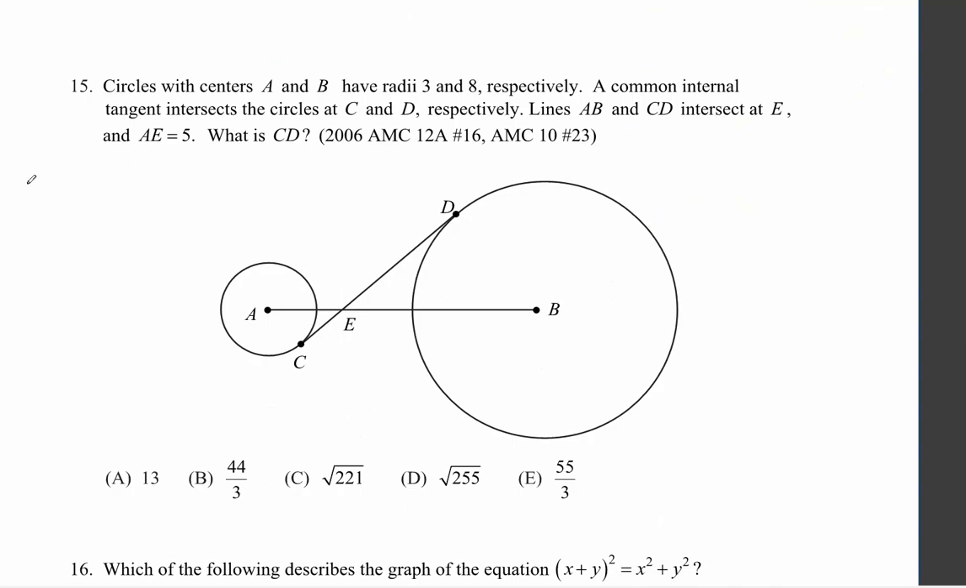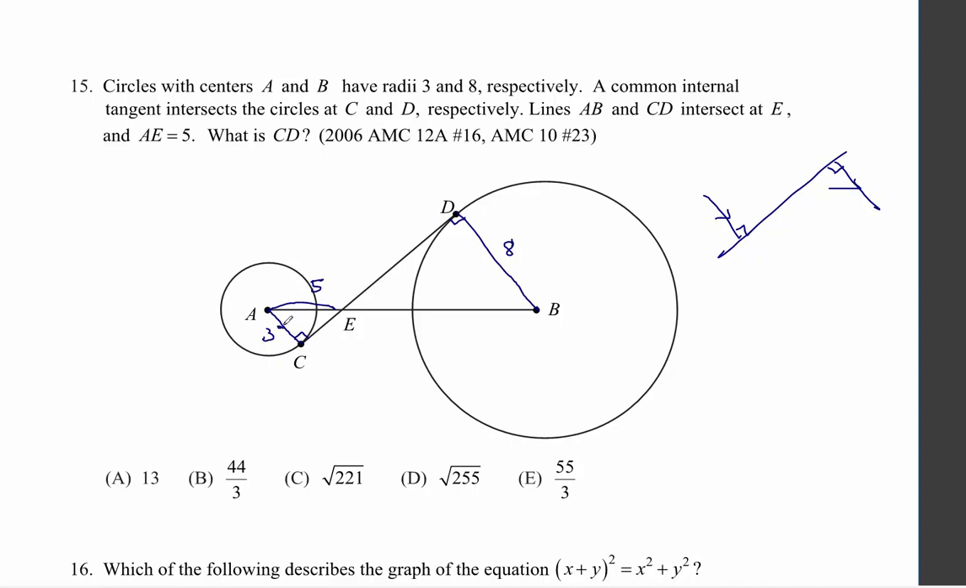Alright, now take number 15. So we have the radii 3 and 8. This is 3. This is a radius to the tangent, okay? This is 8. That's fine. We have a common internal tangent touching circles C and D, right? That tangent must be what? Perpendicular, right? Alright, so AE is 5. This is 5. You know that these two radii are perpendicular to the same line, so they are parallel, isn't it? Same line perpendicular, they are parallel.